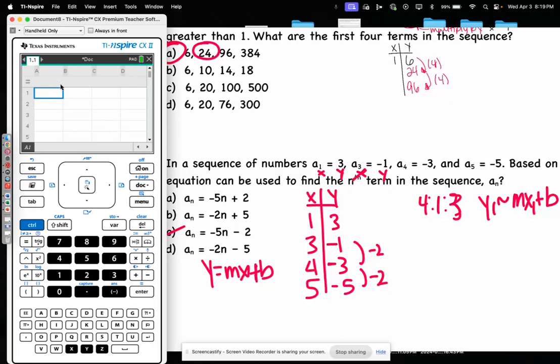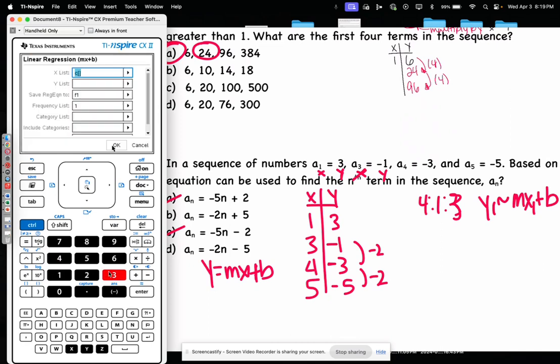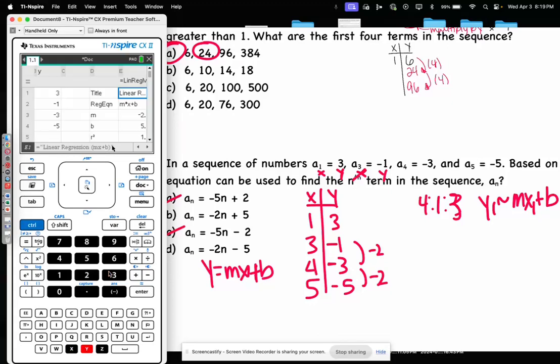So you should know that it's not going to be either of these. If you just wanted to double check it, you could plug it in just to make sure. -1, -3, -5. And this one would be linear. So menu 4, 1, and 3. And we can see, so -2x plus 5. So it would be B.